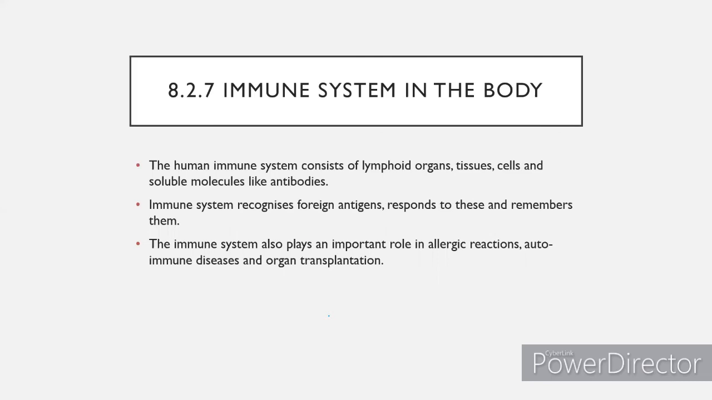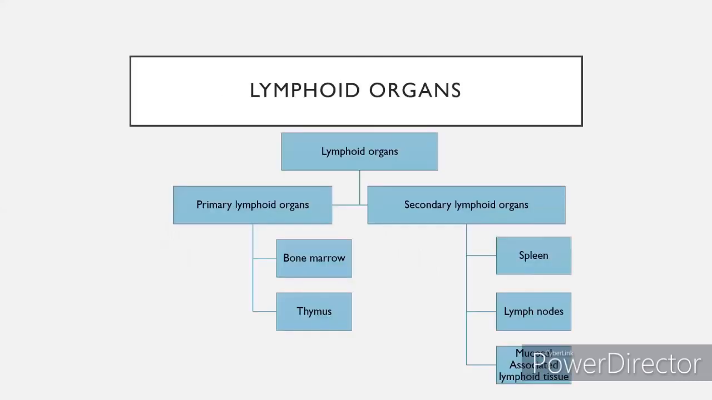So, the immune system in the body. Now we'll look into lymphoid organs. There are two types of lymphoid organs. One is primary lymphoid organs, second is secondary lymphoid organs. In primary lymphoid organs, we are going to look into bone marrow and thymus. And in secondary lymphoid organs, we are going to look into the spleen, lymph nodes, and mucosal associated lymphoid tissue.